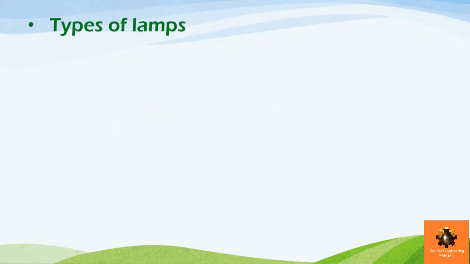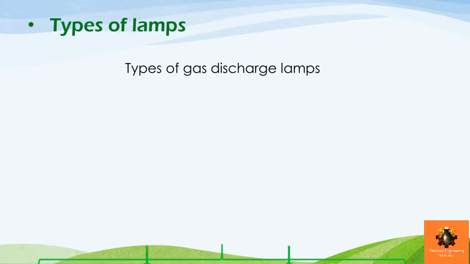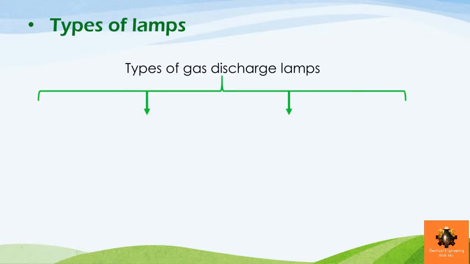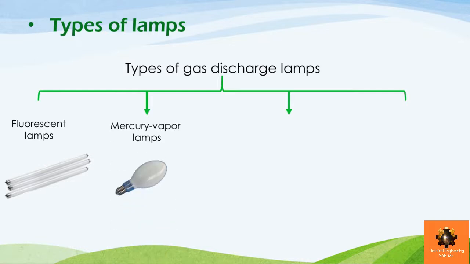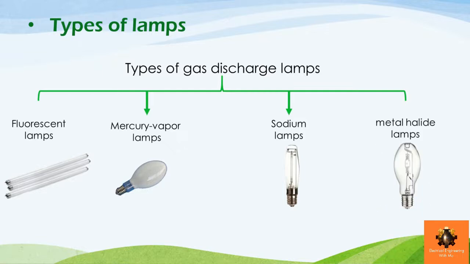Alright. Now, if we need to know what the subcategories of this lamp are, we say that under the gas discharge lamp category, we have four main types. Those types are the fluorescent lamp, which is this one here, and the mercury vapor lamp, which is that one. And also we have the sodium vapor lamp, which is that one, as this is its physical shape. And finally we have the metal halide lamp, which is that one. So those are the four categories which represent the gas discharge lamps.